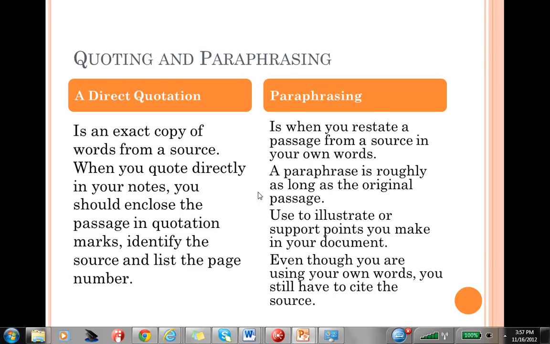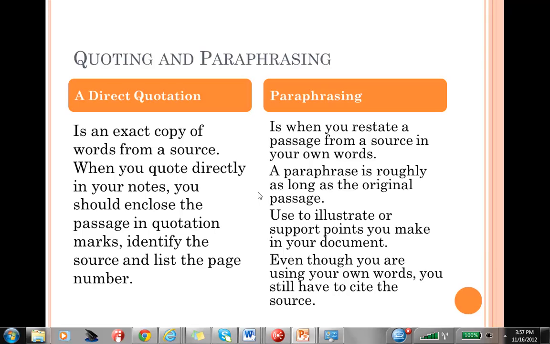A direct quotation is just an exact copy of the words from a source. When you quote directly in your notes, you should always enclose a passage like this in quotation marks. You don't want to forget that this is a direct quotation.